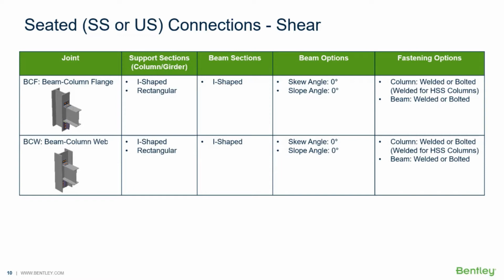In this particular video, we're going to be focusing on the process for assigning a stiffened seated connection to a beam to column joint in RAM Connection Standalone for the purposes of resisting a shear reaction.